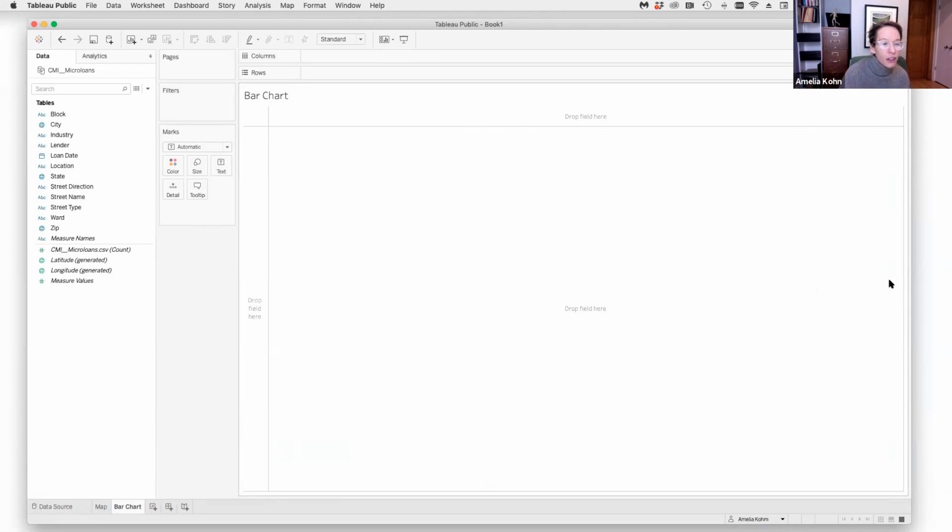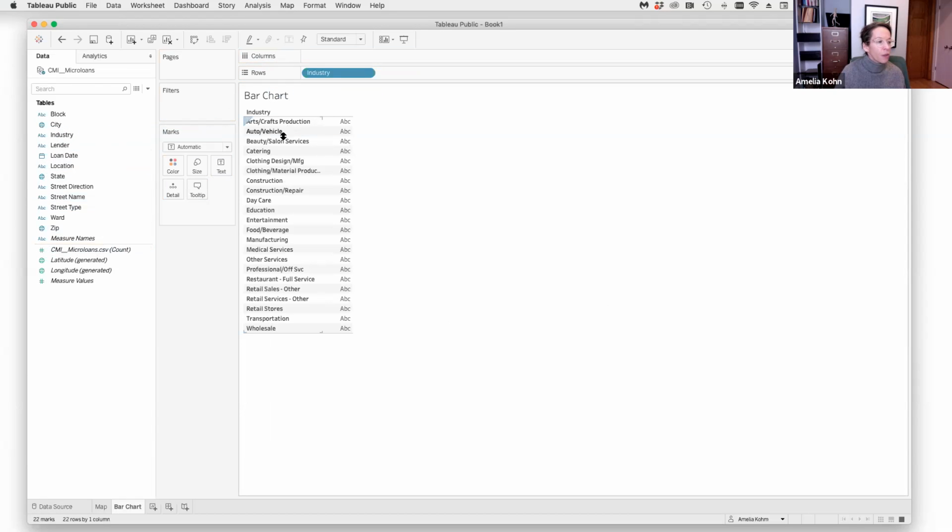Okay, so to do that I'm going to start using these columns and rows shelves. And what I'm going to do is first put industry in rows. And you can see it right away, it gives me the name of all the industries in my data set. Now, what I want it to show is how many loans there have been in each industry. Again, the number of records is the same as the number of loans, or the number of rows is the same as the number of loans because each row in my data set represents a different loan.